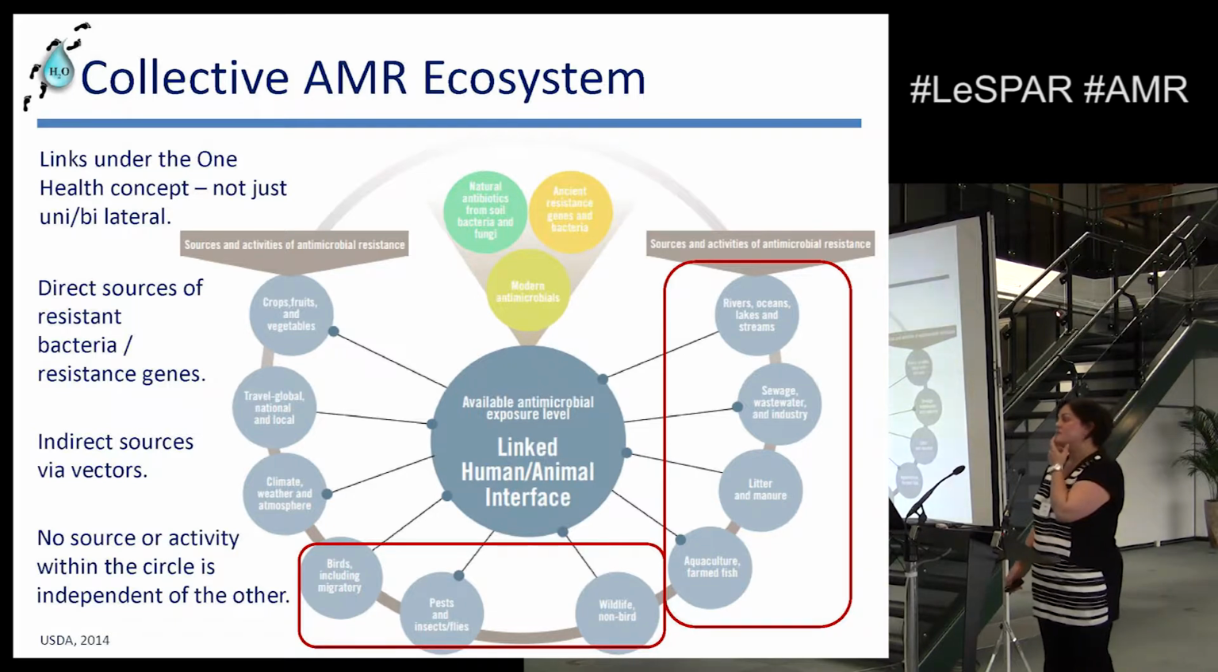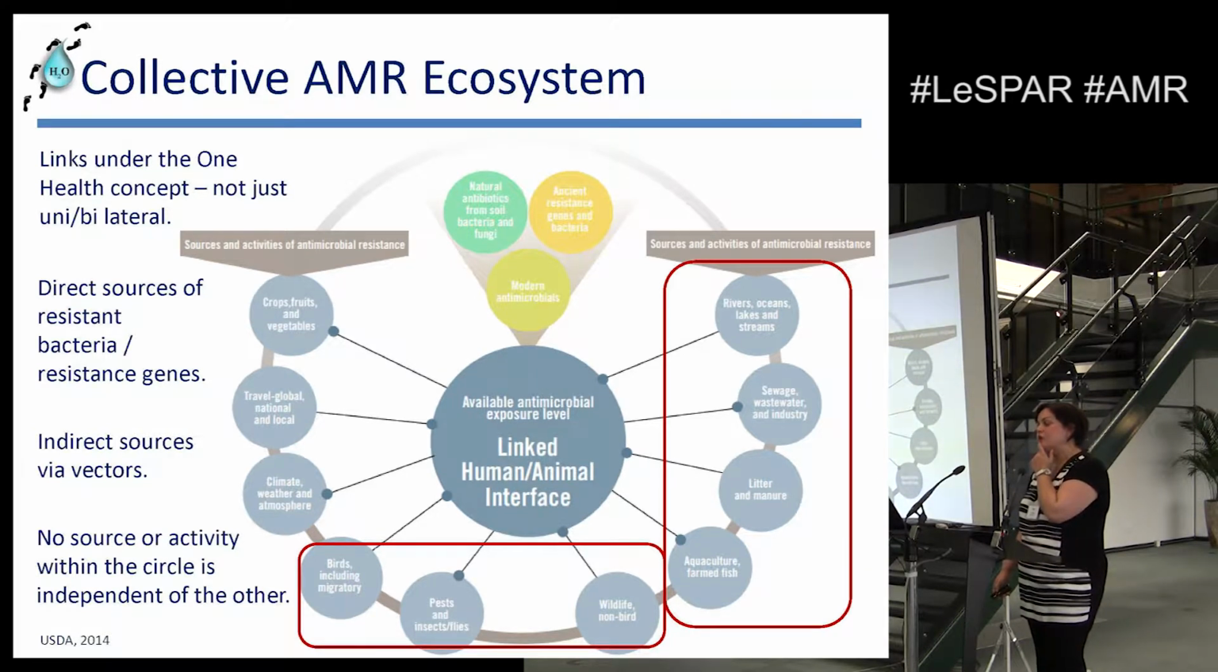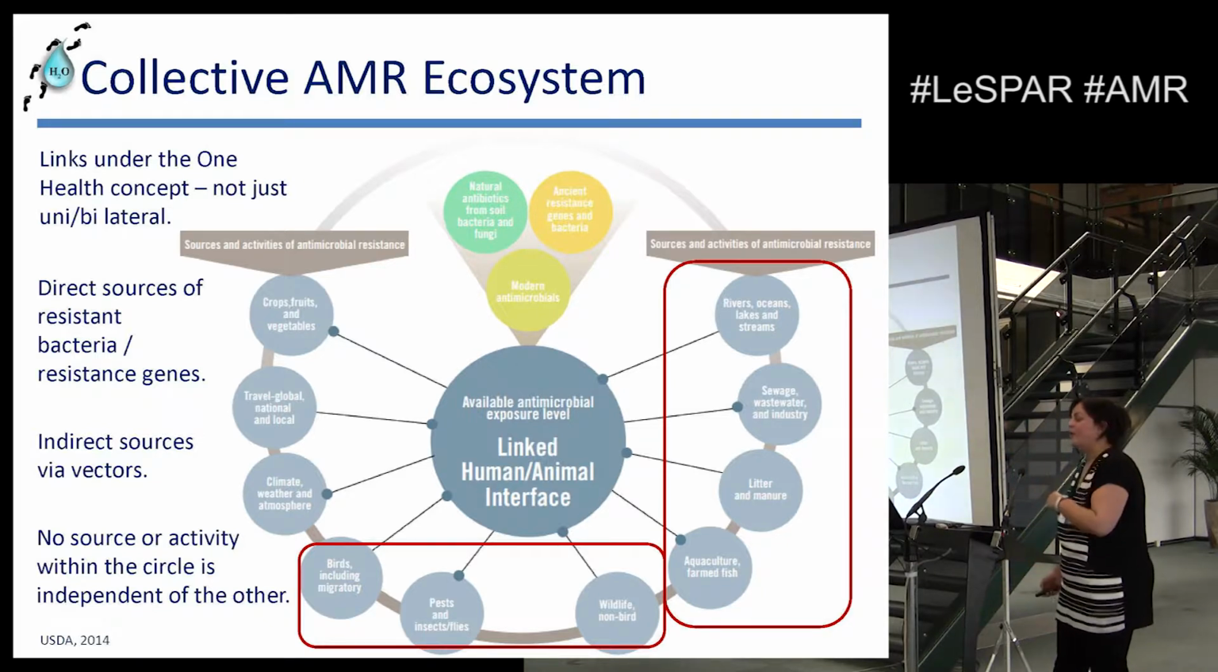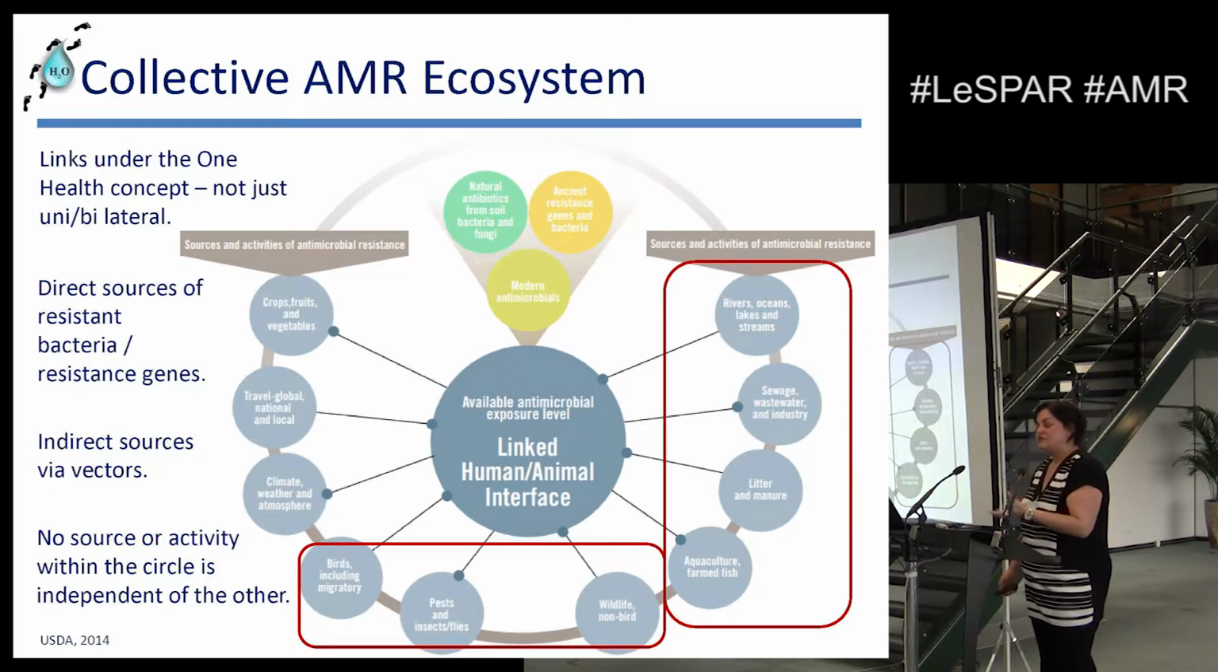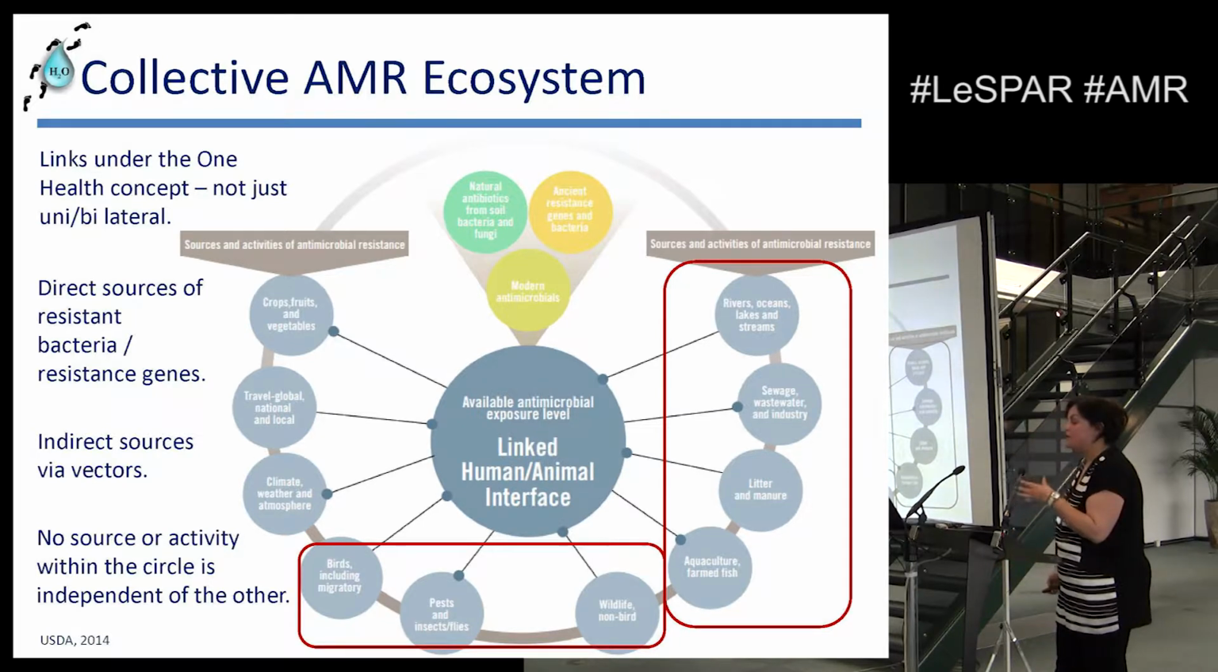This is something by the United States Department of Agriculture, who are doing a lot of work on the ecosystem, especially with agriculture and animals. They were very clear that they didn't want a unilateral approach, which is why they've put a pretty little circle. They looked at direct sources and indirect sources, and it clearly says that no source or activity within the circle is independent of the other, which is what we expect. It also highlights that travel, that global, national and local context.